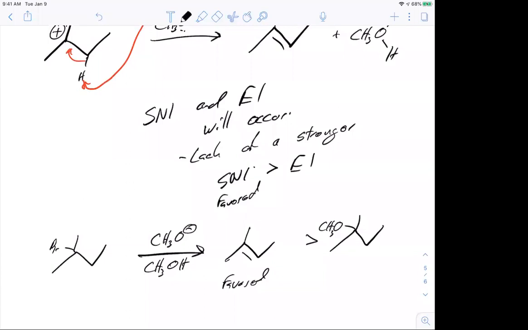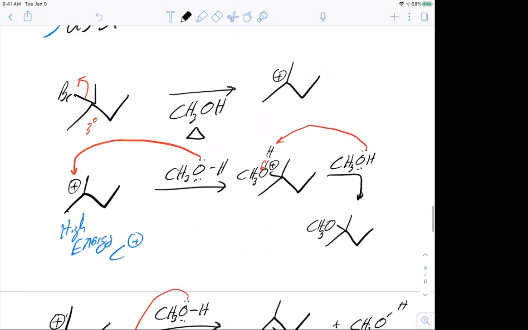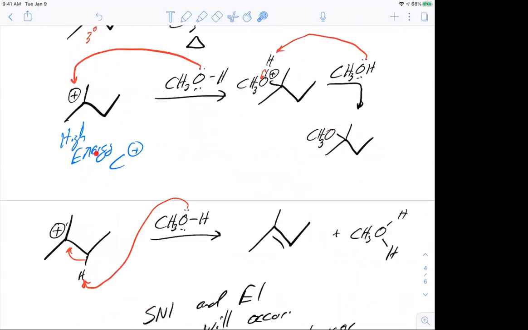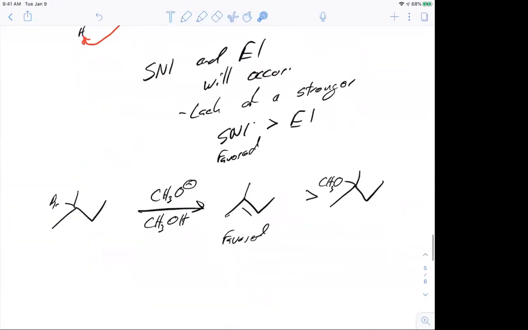So when we're looking at this, because of this high energy carbocation, both of these become possible because this is the high energy species. So even if we have a weak base, it's going to potentially deprotonate. And even if we have a weak nucleophile, it could potentially attack the carbocation. We can change which one is favored by changing our reagent.